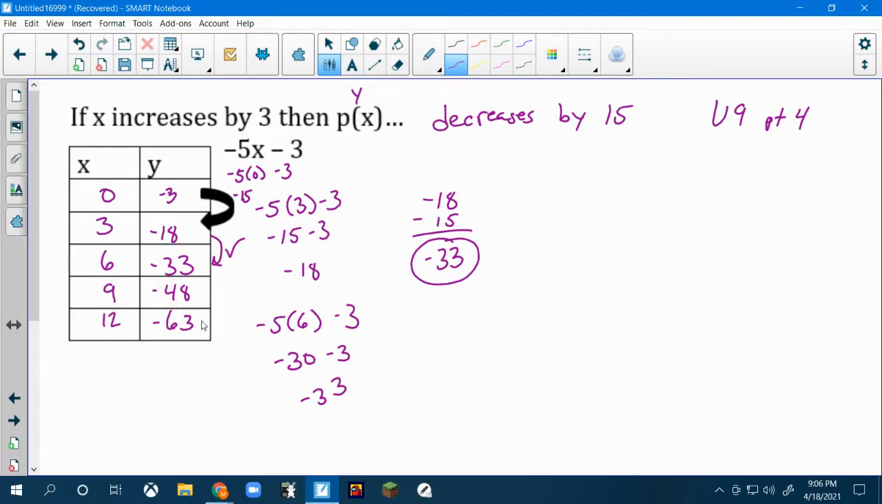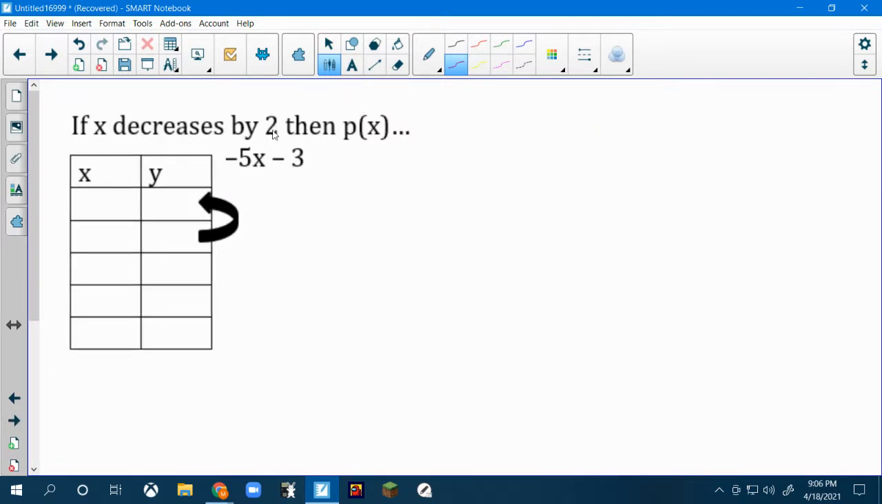Okay, let's try another one. If x decreases by 2, then p of x, or what we've been saying, y, does what? For the same equation, same function. Again, we're going to start with 0. If I put 0 in there, I get negative 3 still.